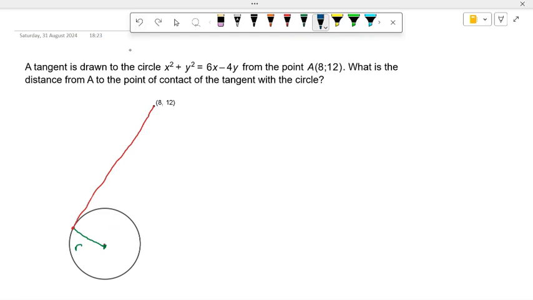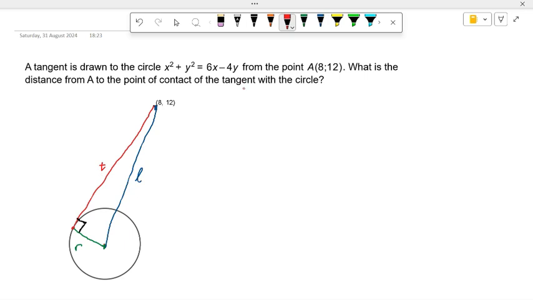Sorry, which is not going where it's meant to go. Let's just try that again. Okay, so not very well drawn. But remember that a radius is perpendicular to a tangent, so I can use Pythagoras. If I know the green line and the blue line, then I can use Pythagoras. I'm going to call the blue line L, and I'm going to call the red line T for tangent.